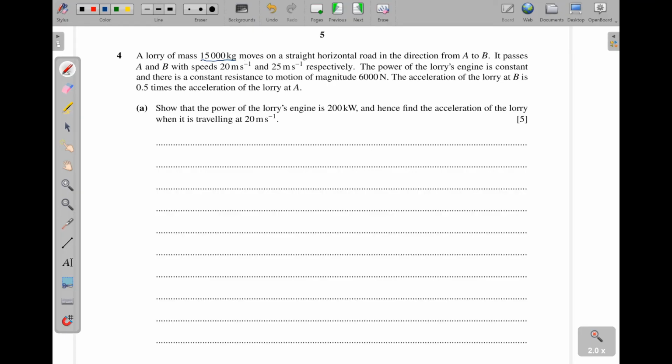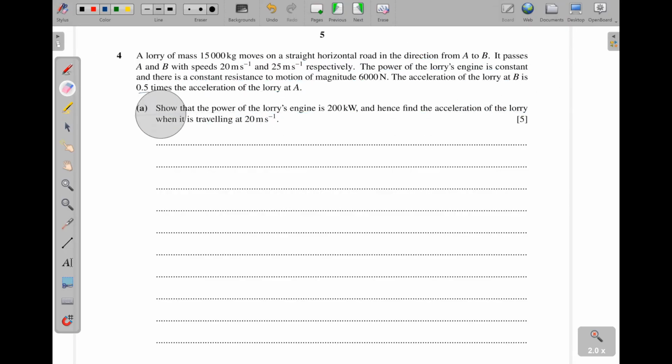Number 4, a lorry of mass 15,000 kilograms moves on a horizontal road in a direction from A to B. It passes A and B with speeds 20 meters per second and 25 meters per second respectively. The power of the lorry's engine is constant, and there is a constant resistance to motion of magnitude 6,000. The acceleration of the lorry at B is 0.5 times the acceleration of the lorry at A. Part A, show that the power of the lorry's engine is 200 kilowatts, and hence find the acceleration of the lorry when it is traveling at 20 meters per second.